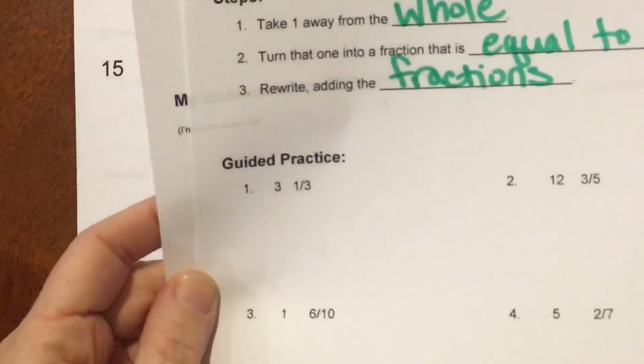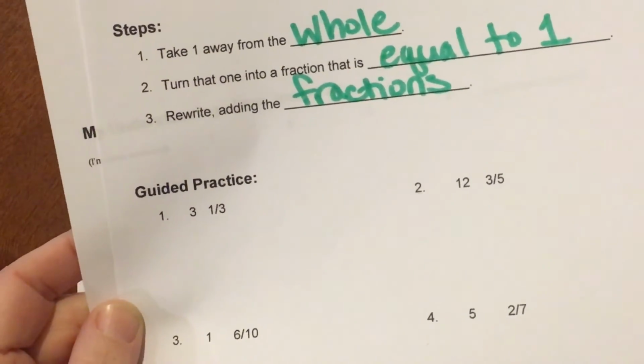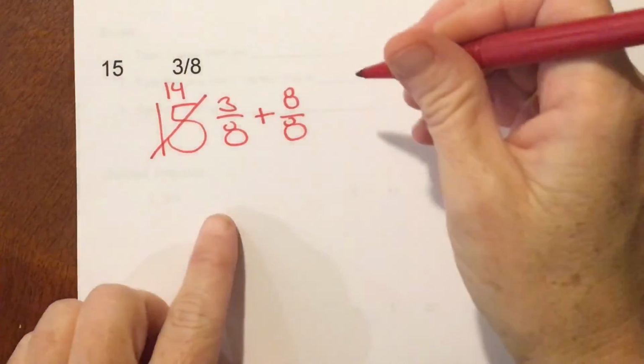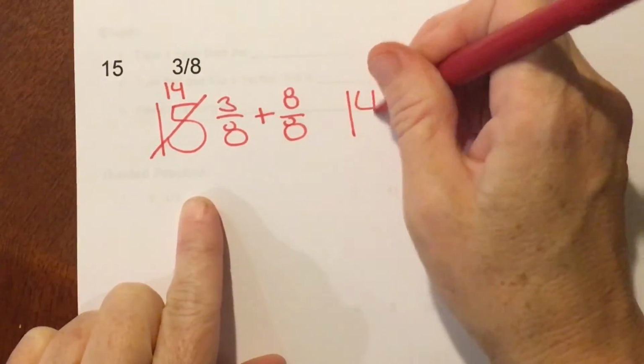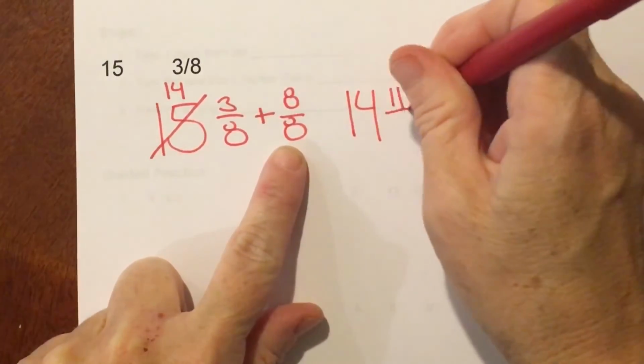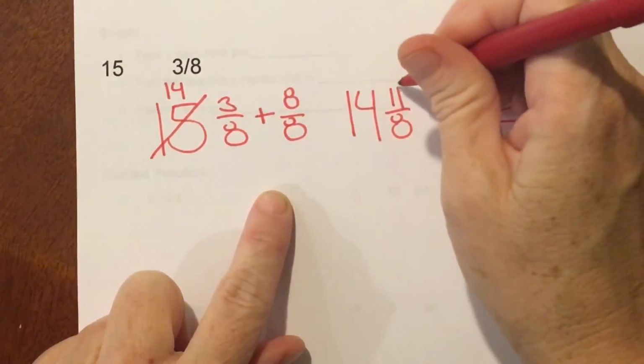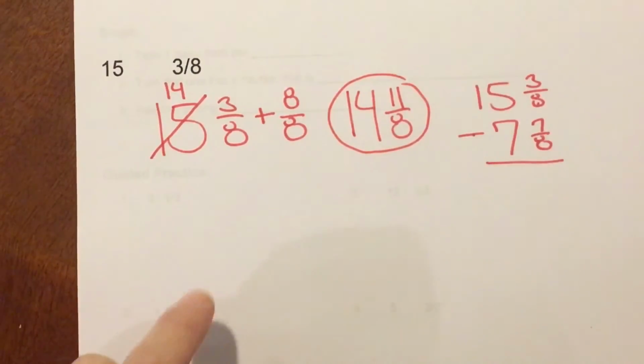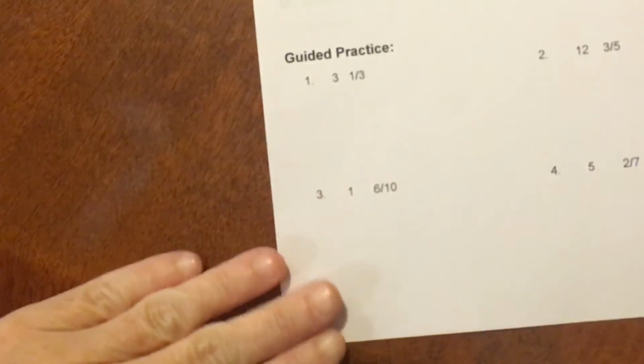And my last step is I'm going to rewrite adding the fractions. So this is 14 3/8 plus 8/8 is 14 11/8. And that would be how I would borrow. Okay, so today we're not really worried about the algorithm yet. We're just learning this one part, so it'll be easier when we do the algorithm. Okay, so let's try some together.